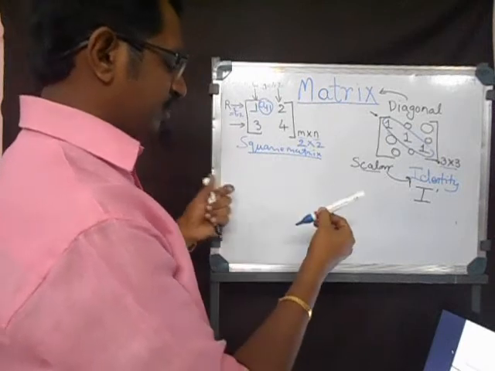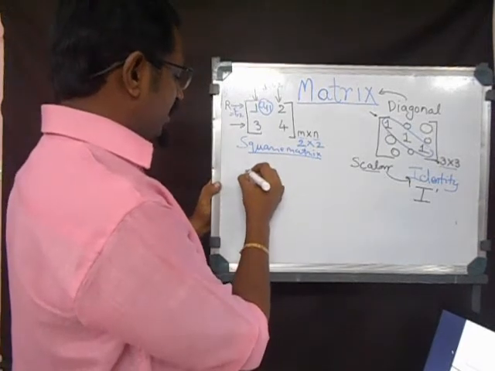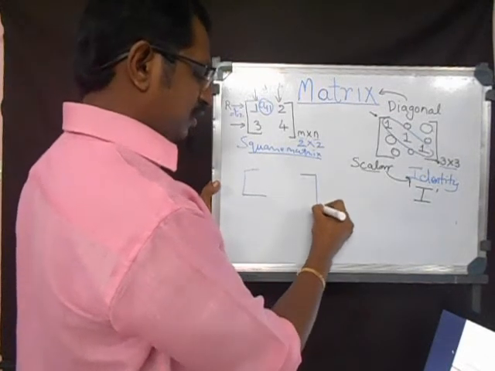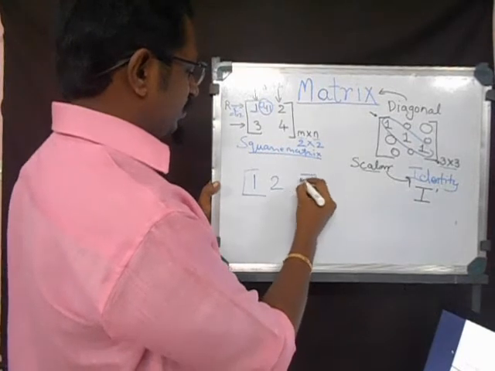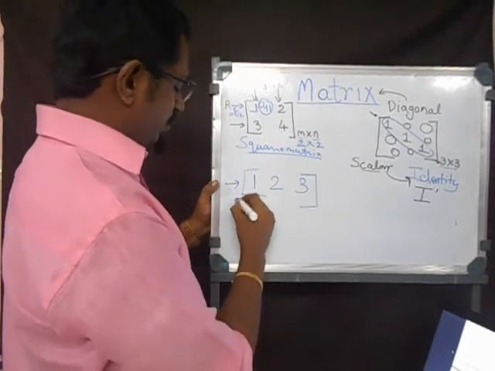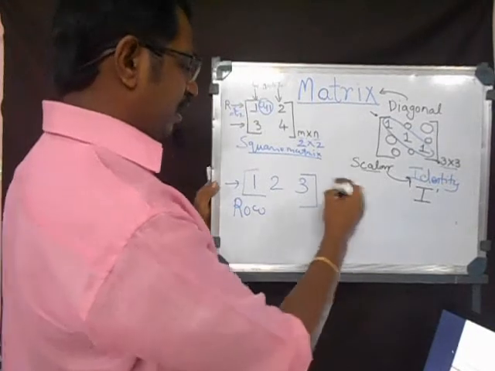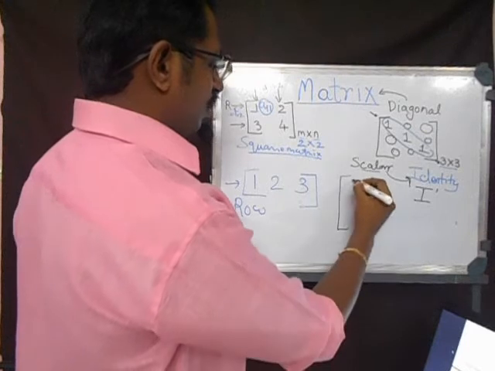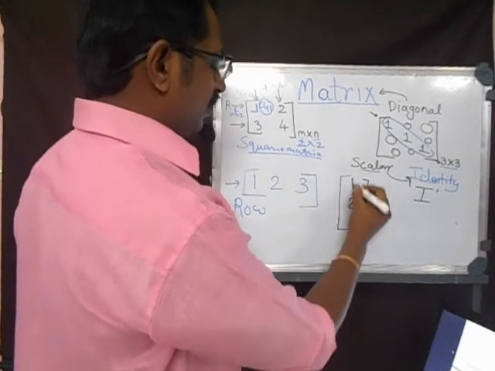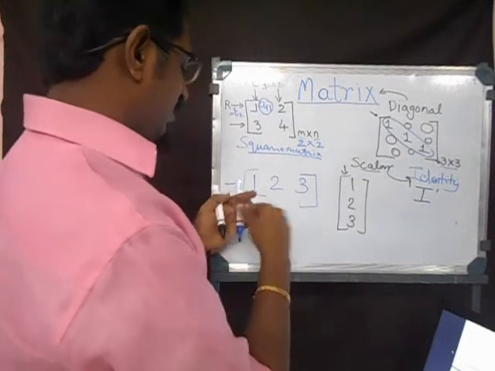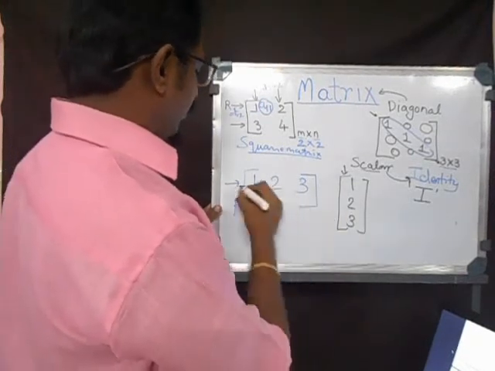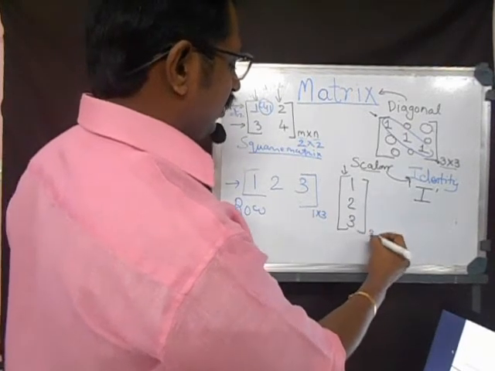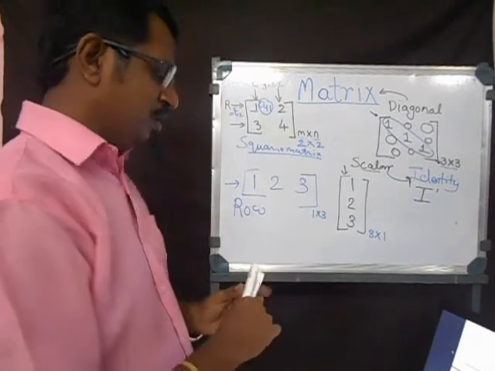And then we talk about the row matrix and the column matrix. A row matrix has only a single row, for example 1, 2, 3. This has only one row, so it is called a row matrix. The next type is the column matrix, which has only one column, say 1, 2, 3. So what is the order? The row matrix is 1 by 3, and the column matrix is 3 by 1.